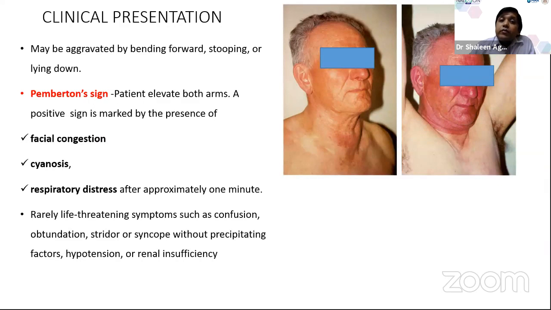The presentation may be aggravated by bending forward, stooping, or lying down. A specific sign known as the Pemberton sign is seen, in which a patient is asked to elevate both his arms above his head for a minute, which leads to facial congestion, cyanosis, and respiratory distress. Rarely, life-threatening symptoms such as confusion, obtundation, stridor, syncope without precipitating factors, hypotension, or renal insufficiency can present.